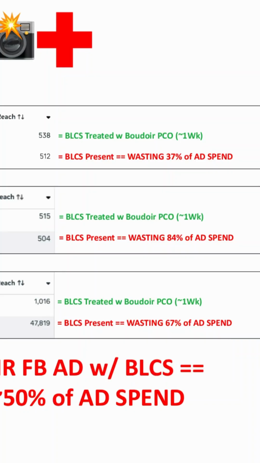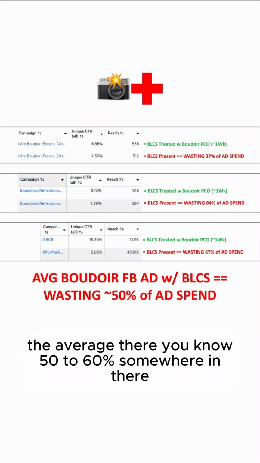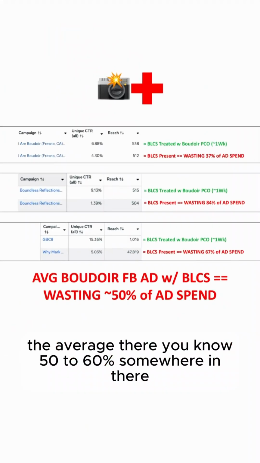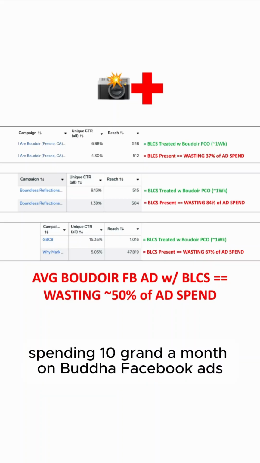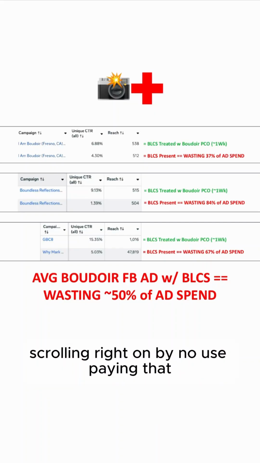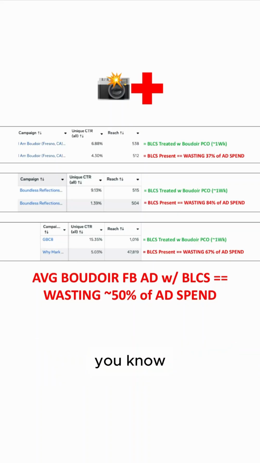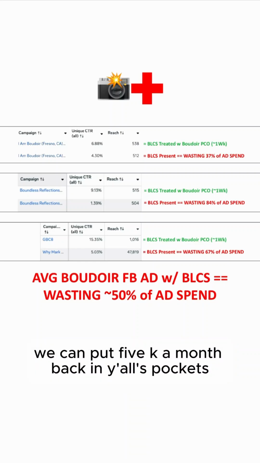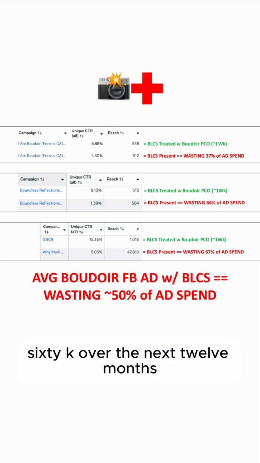So the average there, 50 to 60%, somewhere in there. So again, if you're spending 10 grand a month on boudoir Facebook ads, 5K is unnecessarily being wasted, doing nothing, with women scrolling right on by. No use paying that, and by eliminating that, we could put 5K a month back in y'all's pockets, 60K over the next 12 months.